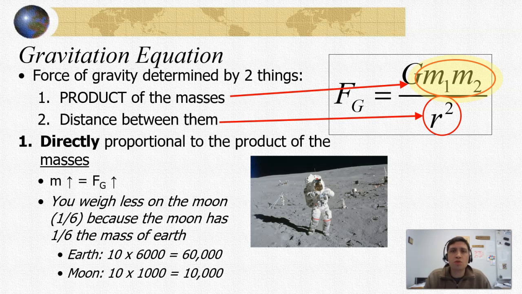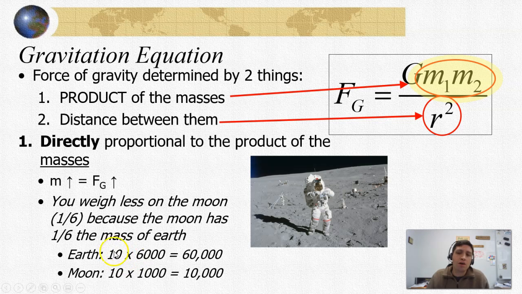If you go to the moon, you will weigh less on the moon, and it's not because you lost mass. It's because the moon has less mass than the Earth. It has about 1/6 the mass of the Earth. So you will weigh less on the moon. This equation will come out to a different number simply because one of these masses decreased.